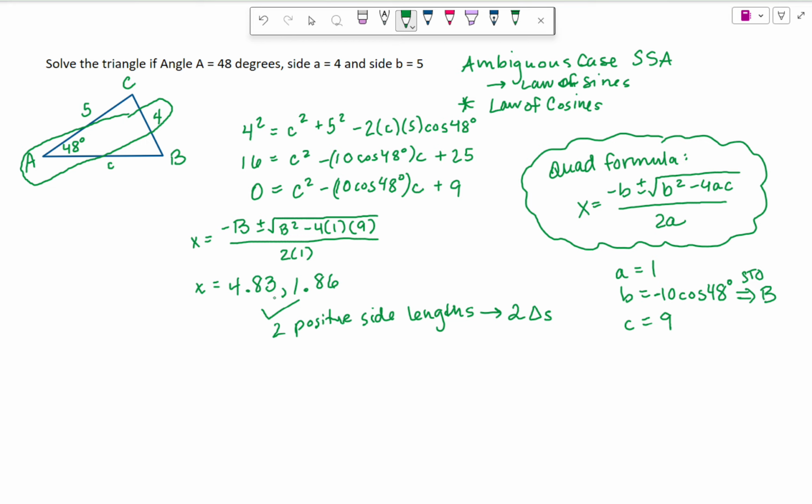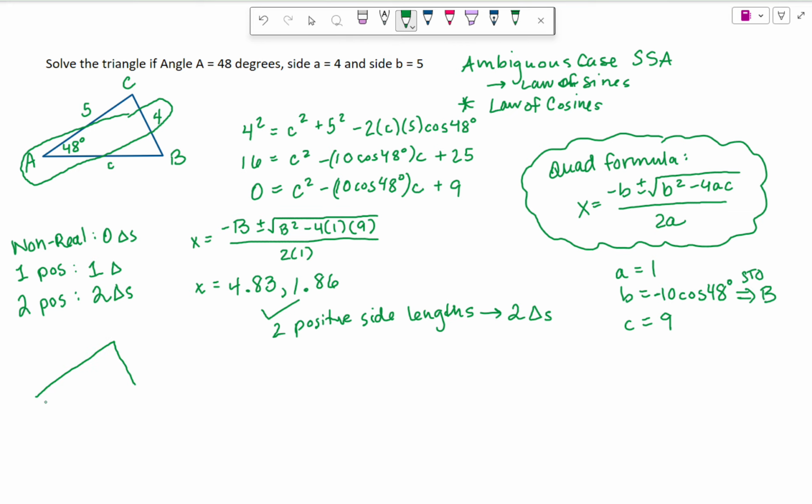To have 0 triangles, what you'll end up getting is under the square root will end up being a negative, and your answer would be non-real. Okay, so if you get a non-real answer, that means 0 triangles. If you get 1 positive root for the quadratic formula, then you get 1 triangle. And if you get 2 positive roots of the quadratic, you get 2 triangles. So that's the case here. We got 2 triangles, and so now we do have to finish by solving both triangles.